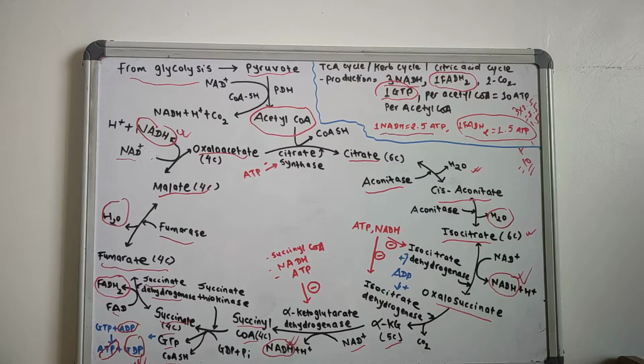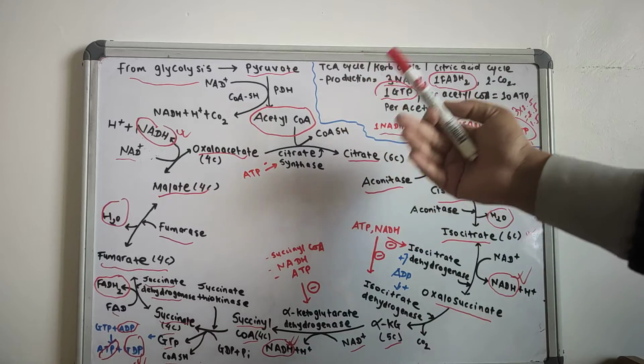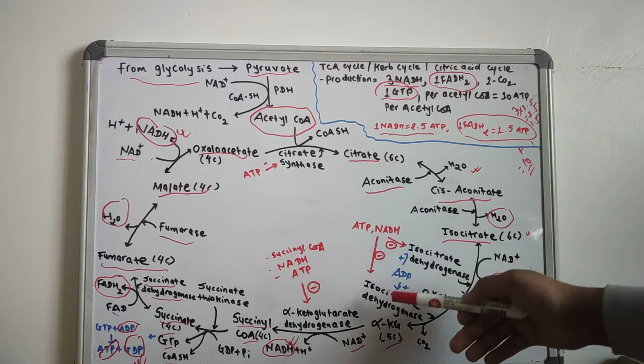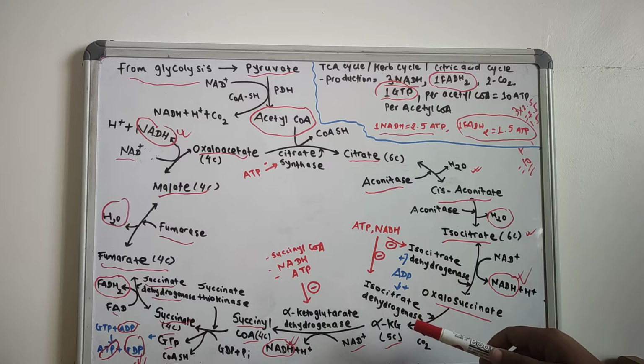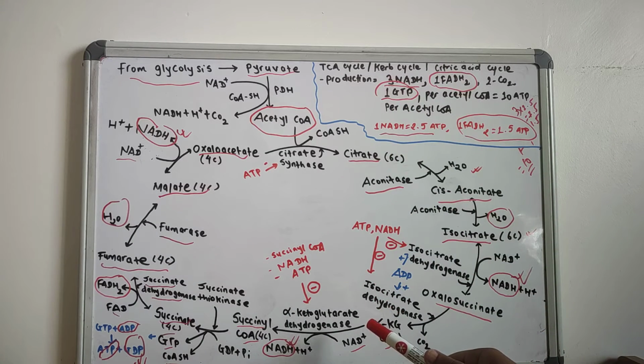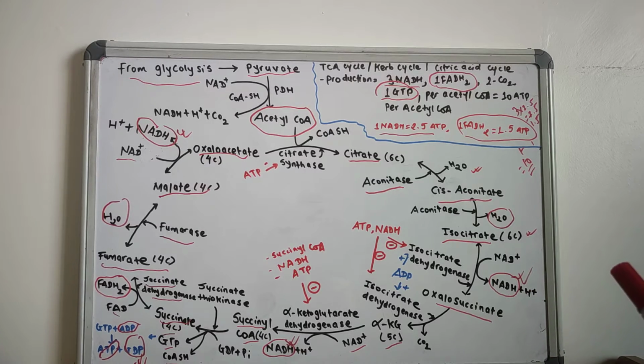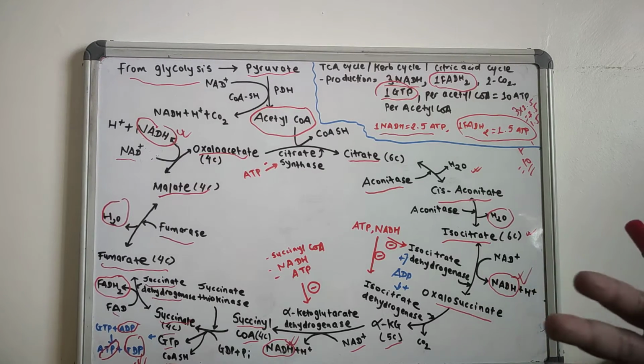So in the MCQ, you just need to know that ATP inhibits citrate synthase, ATP and NADH inhibit isocitrate dehydrogenase, whereas ADP increases the action of isocitrate dehydrogenase. Succinyl coenzyme A, NADH, and ATP inhibit the enzyme alpha ketoglutarate dehydrogenase. And substrate level phosphorylation also occurs in the Krebs cycle, when succinyl coenzyme A is converted to succinate by the action of the enzyme succinate thiokinase. This is the main thing you have to know in the citric acid cycle or Krebs cycle.